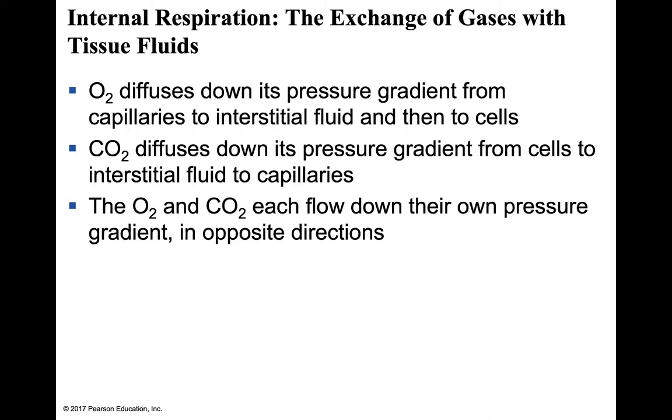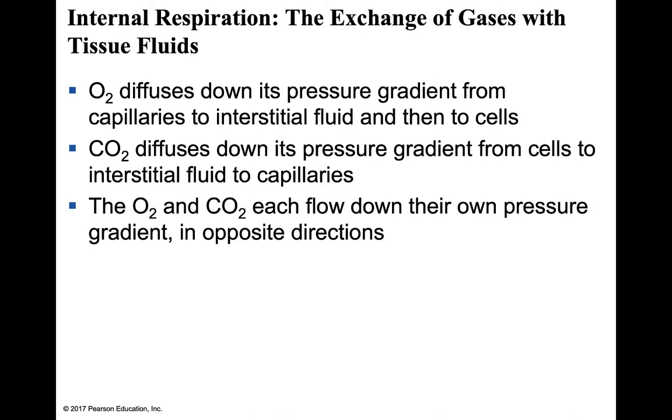Now, when we look at internal, it's a little different. Oxygen is moving down its pressure gradient from capillaries to interstitial fluid and into the cells and tissues. CO2 diffuses down its pressure gradient from cells through the interstitial fluid into the blood capillaries. The oxygen and CO2 each flow down their own pressure gradient in opposite directions.